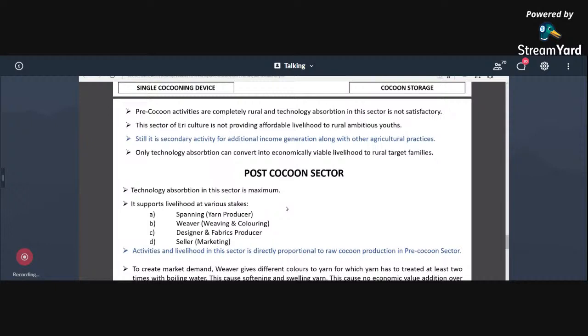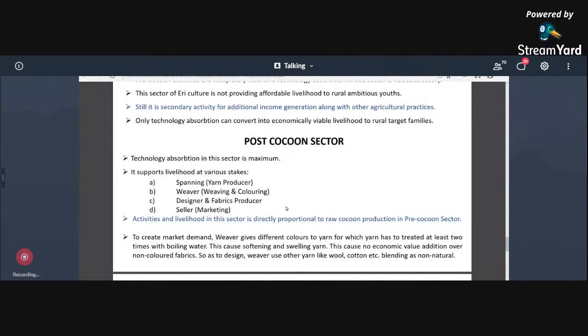So now come to the post-cocoon sector. In the post-cocoon sector, employment generation is maximum and technology absorption is also maximum. These are the stakes where technology has already been absorbed, that is spinning, weaving, designing, and fabric producers and sellers. But this activity depends upon the production of raw cocoons in the pre-cocoon stage.